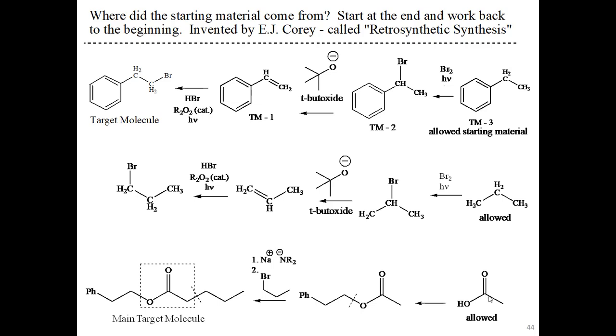Remember, I gave you one acid, ethanoic acid or acetic acid. I'd have to take this proton off. That's pretty easy. I can use sodium hydroxide. And then I'd have to add in this bromo compound to do the displacement and get the ester. And so those syntheses are shown up here.